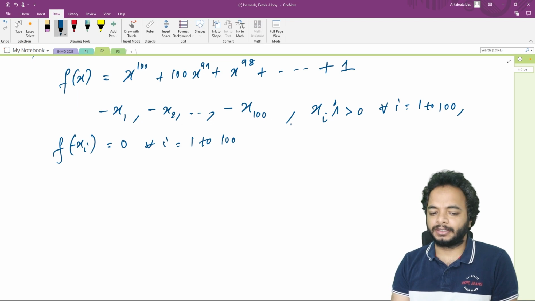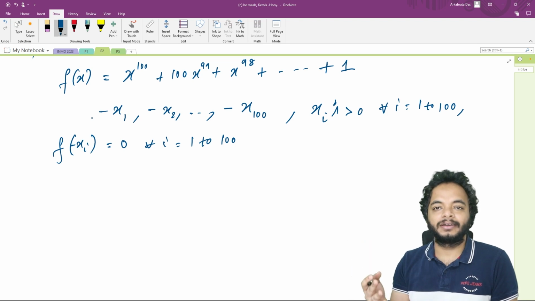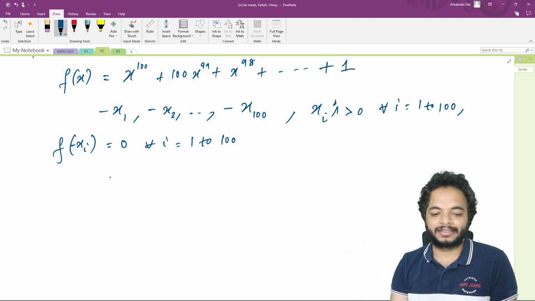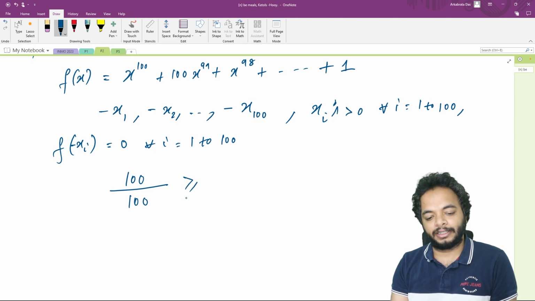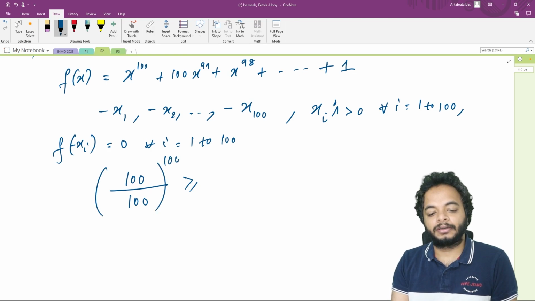So the sum of all the xi's would be what? The sum of all the negative xi's would be negative 100. So negative negative cancels out, so the sum of all these xi's is 100, okay. And since we are summing up 100 real numbers, the average, dividing by 100, is greater than or equal to the product to the power of 1/100, and the product is 1, as you can see here, okay.